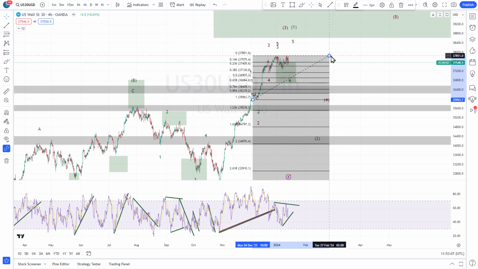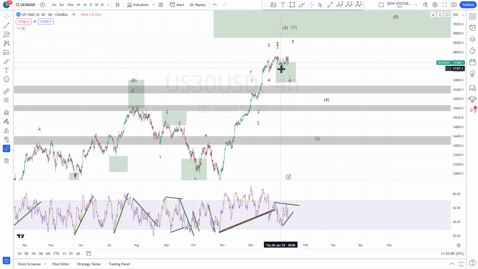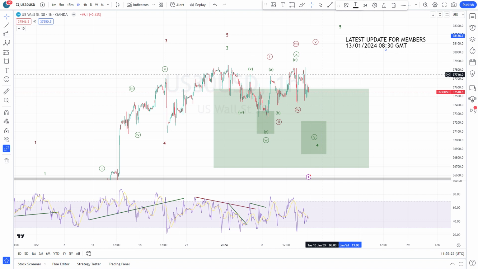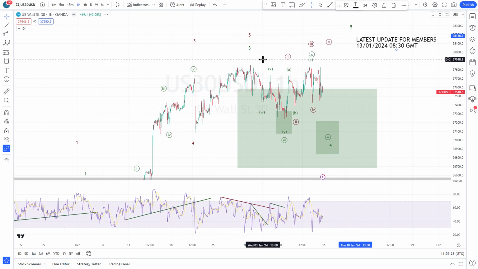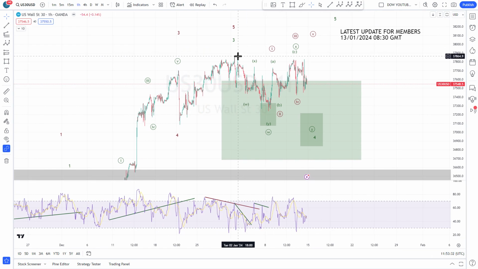So that means two things. One, we've been into the wave 4 area, but secondly, there is also more space, let's say, in the wave 4 area, so we can definitely go deeper as a wave 4. So let's have a closer look at this now, at this wave 4, and therefore we go to the 1 hour. So remember here, our wave 3 high.